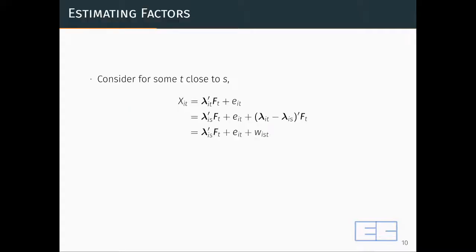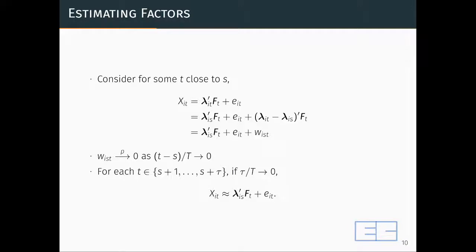Now we consider the estimation of this model. Since we have assumed lambda to be Hölder continuous, if we only consider some t that is close to s, the difference between lambda_it and lambda_is is small. In fact, as capital T tends to infinity, this difference converges to 0. Therefore, we can treat it as an additional error term, and in fact this holds true for all t that is not too far away from s, and we can treat this subsample as generated by a standard constant loading factor model.